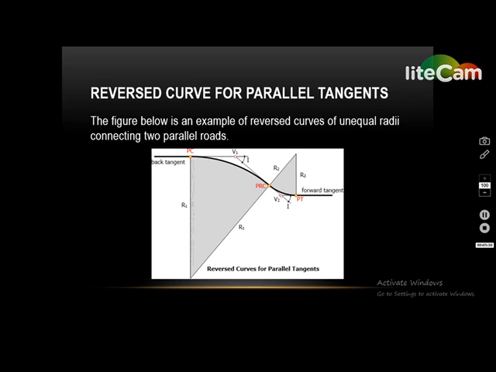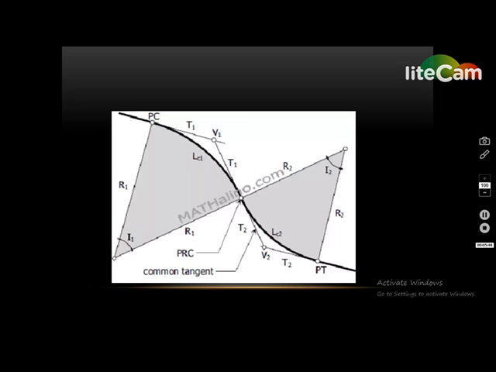Now we have the reverse curve for parallel tangents shown in the figure, and this figure is an example of reverse curves of unequal radii connecting two parallel roads. Here the forward tangent and backward tangent, unlike the previous slide, are parallel to each other, and the angle between them is zero. Now we have a figure of a common tangent, and I will explain this in the next slide. There is a common tangent S.